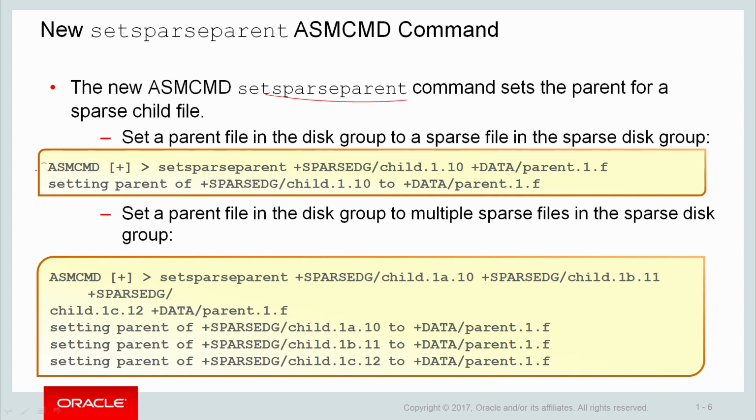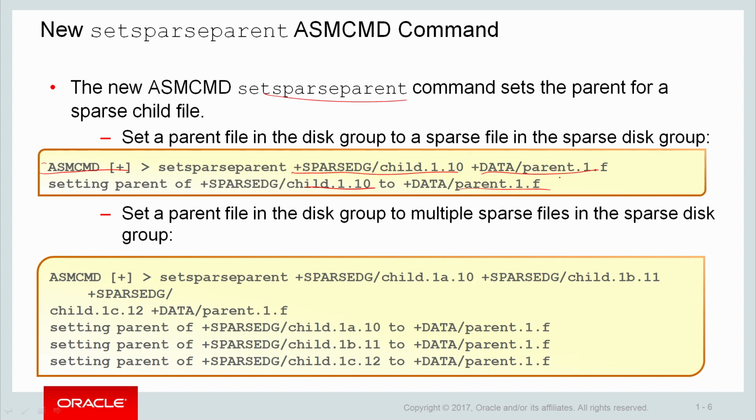So here we are inside ASMCMD. We're setting the sparse parent. So this is the child file and this is the parent file. And the output will tell you that it's setting the parent of this child file to be that parent file. This is for an individual file.